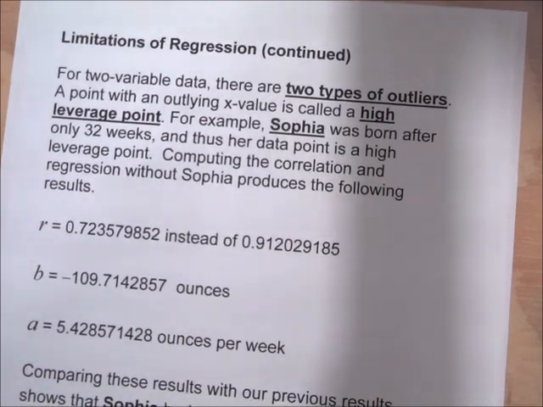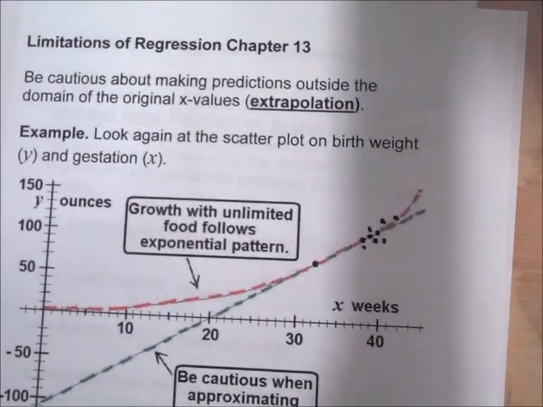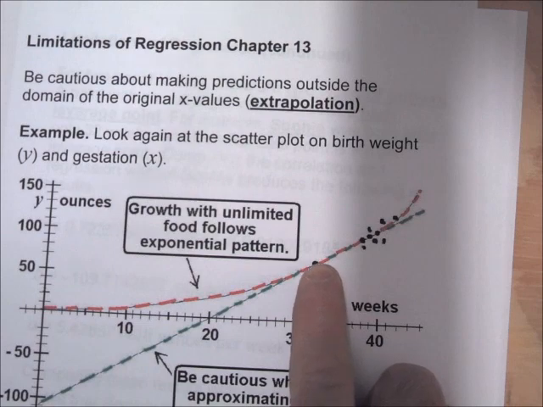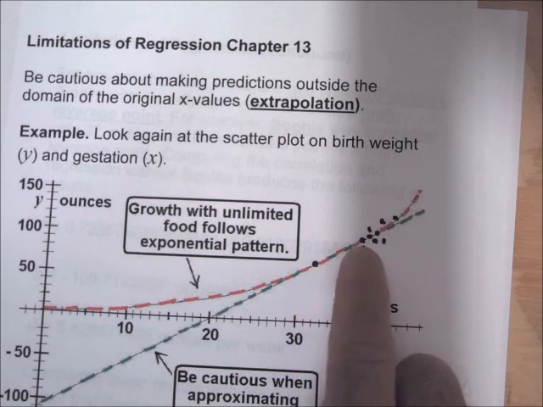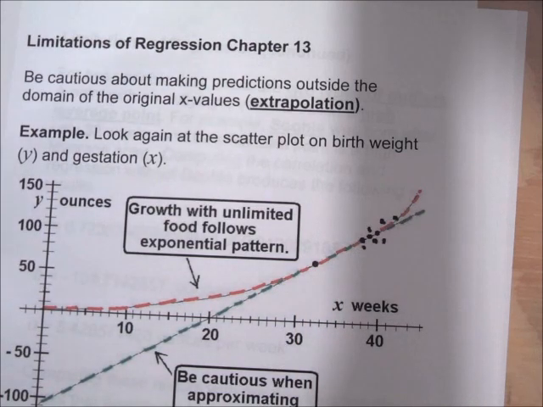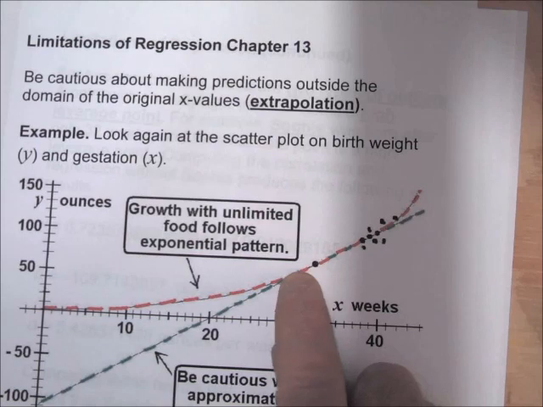Okay, so there are at least two types of outliers for two variable data. If the point has an outlying x value, that's called a high leverage point. So this baby that was born after 32 weeks has an x value that is much different from the others. The other babies were born at 39 to 42 weeks. So this is an outlying x value, this 32 weeks baby. So that's called a high leverage point.